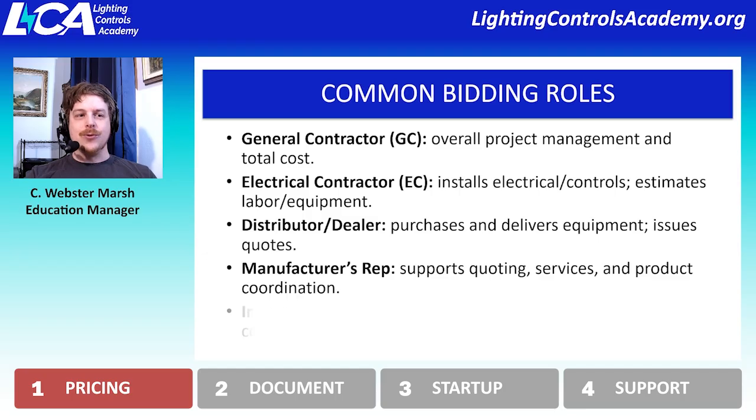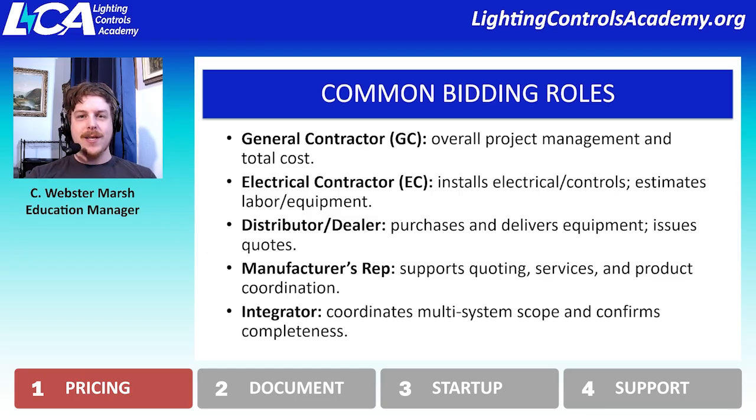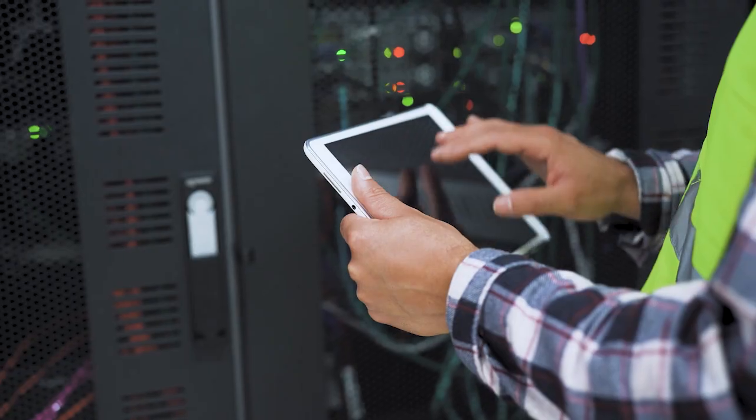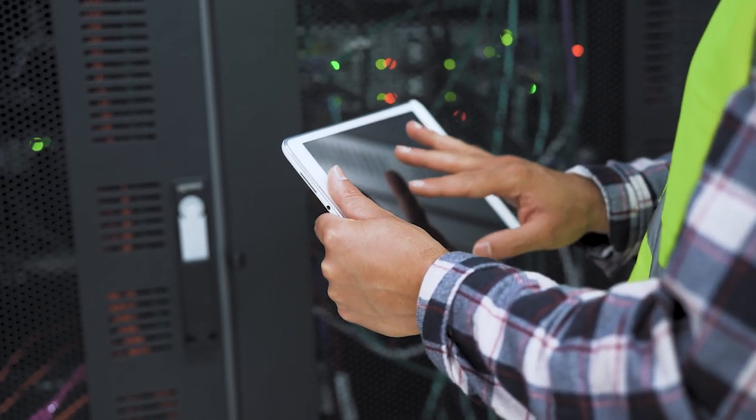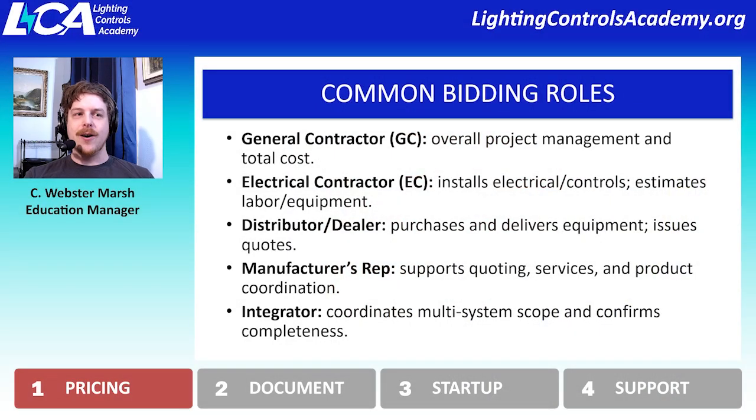The last group is integrator, and you might not have an integrator in a project, you may have an integrator in a project. It really depends on which project and the requirements for that project, but integrators really do help coordinate multi-system connections or unique applications such as color changing. And so an integrator oftentimes is going to be a subcontractor to the electrical contractor, although sometimes you'll see integrators as a subcontractor to the general contractor.